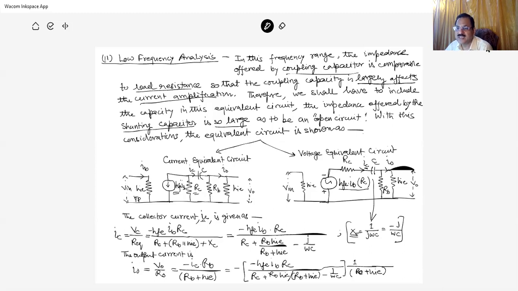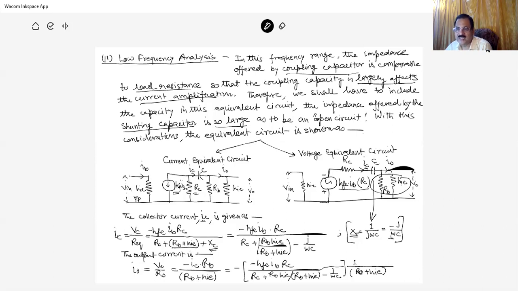So VC is minus HFE IB into RC plus this combination, RC plus the parallel combination of RB and RE. These are the parallel combination of two points. It is the parallel combination of this plus XC. So this is the parallel combination expression for the RB and this HIE. So we have to find out this kind of expression where XE is equal to minus A.